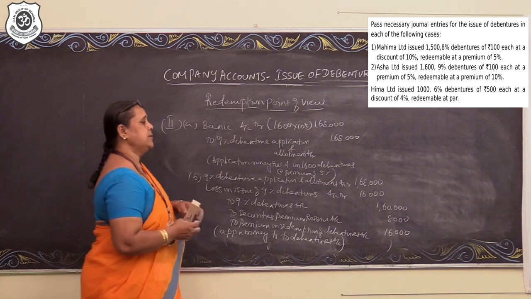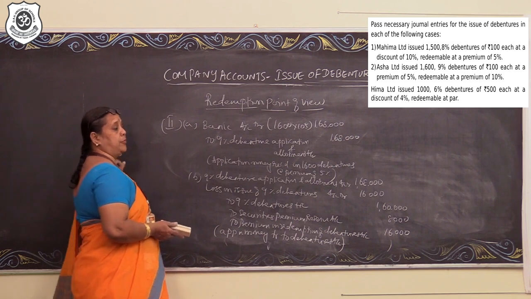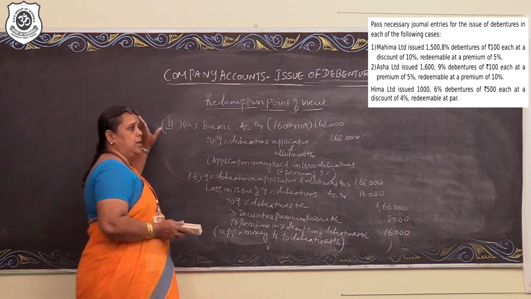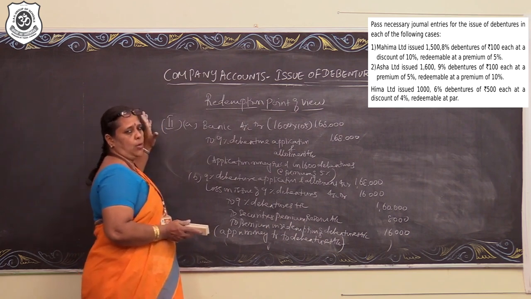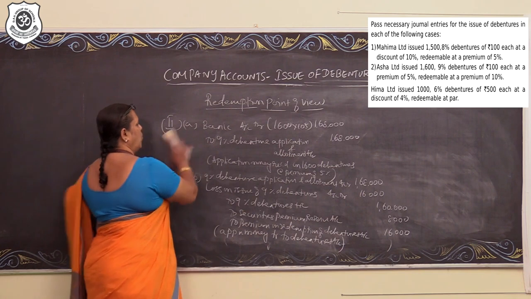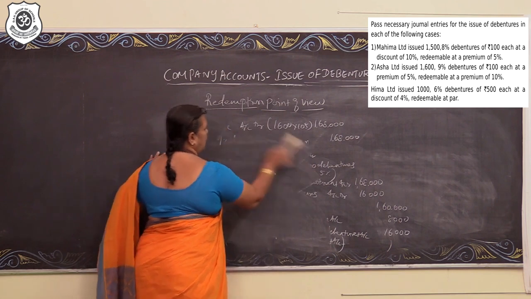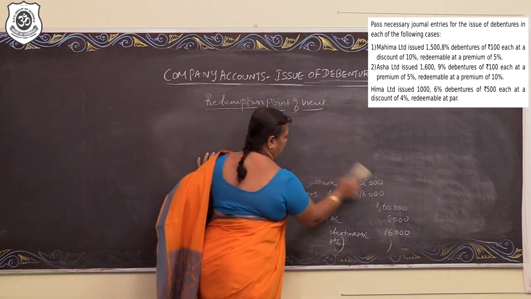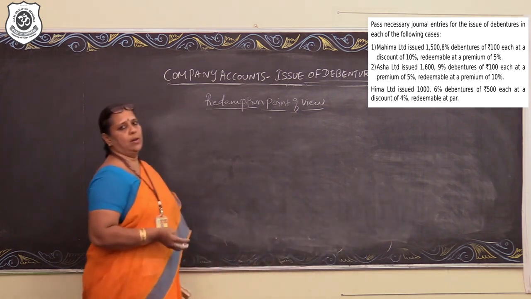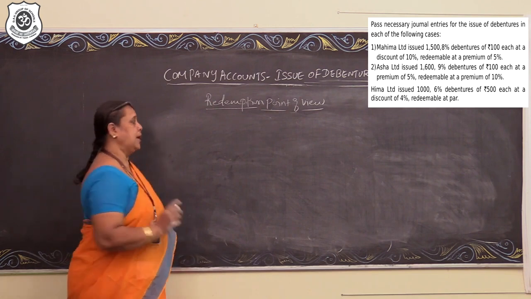Now going to the third case. Hima Limited issued 1,000 6% debentures of rupees 500 each, issued at a discount of 4%, redeemable at par. So the company is issuing it at a discount but redeeming it at par. So it is losing at the time of issue. Now what are the journal entries for that? Here the question has a different face value. Face value of the debenture is 500 rupees. So discount of 4% on 500 rupees is to be calculated. 4% of 500 rupees gives you 20 rupees. We should be very careful about that.